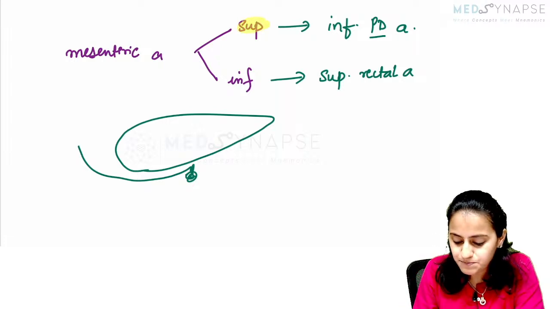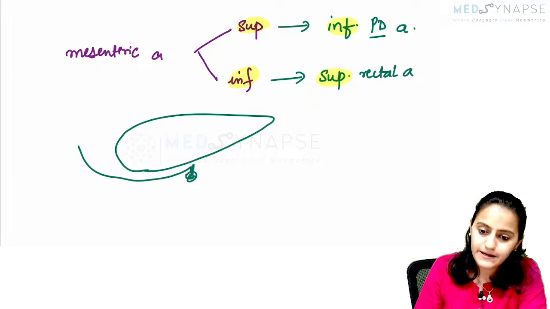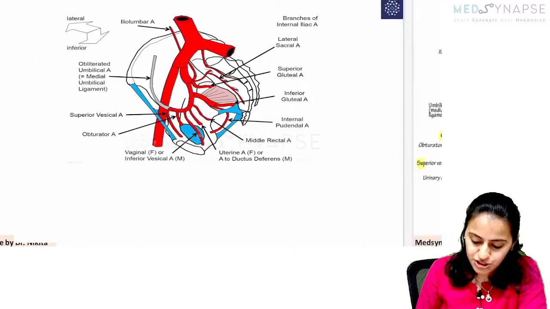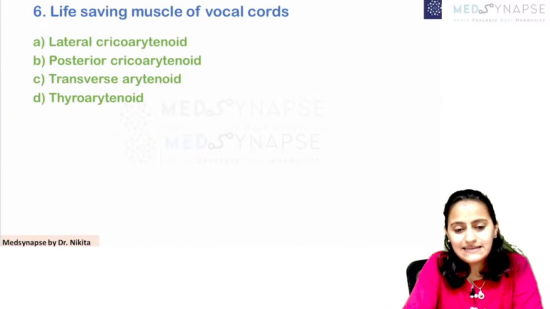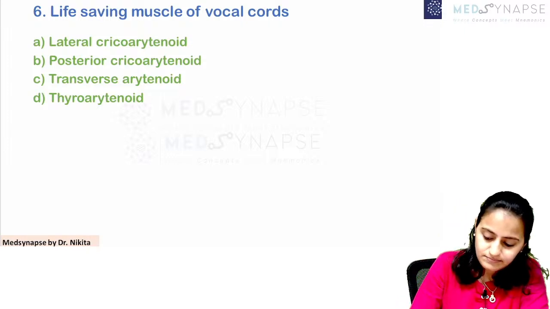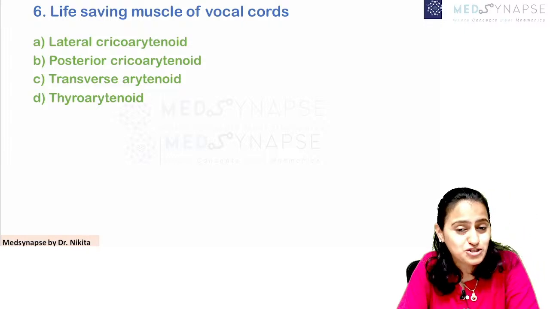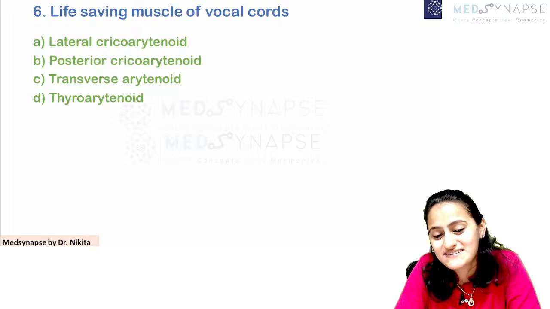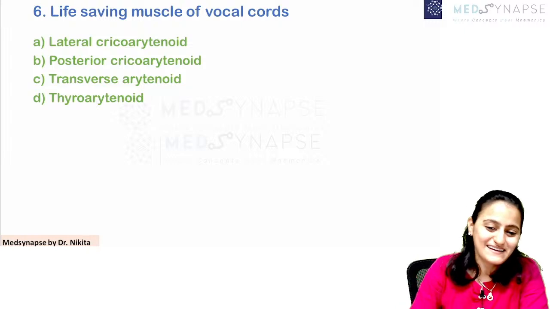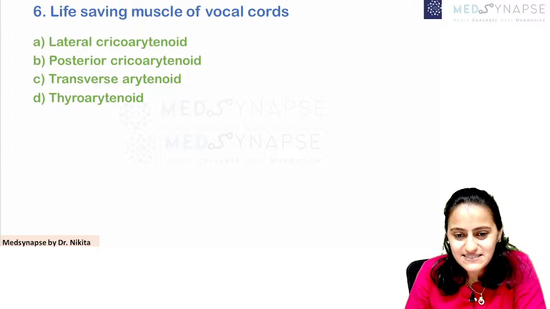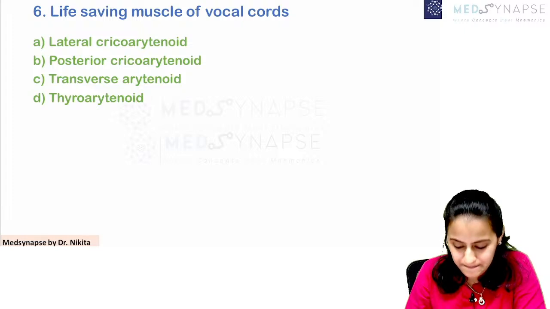So remember that superior gives inferior and inferior gives superior. All right, going to the next question now. The next one: what is the life-saving muscle of the vocal cords? It seems like a very easy question, but when you are in that stressed, tense situation in the exam hall, even this becomes a confusing question. Life-saving muscle of vocal cords is?